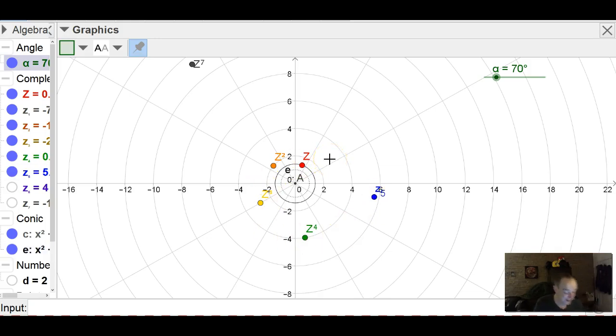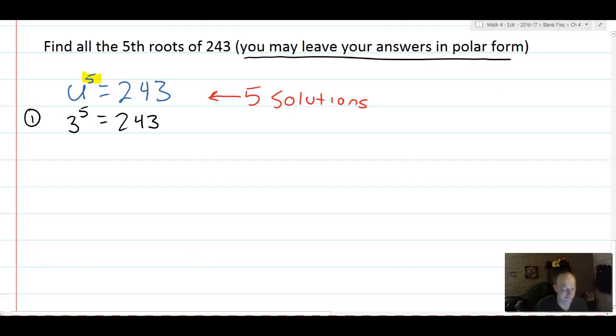So the best thing to do is to find the angle of that first z that's going to get me all the way around. I can't just guess and check anymore because I'm too low, and then too high, and then too low, and then too high. So I'm going to think about 360. 360 is where I'm trying to go. I'll take 360 and divide it by 5 because I'm doing the fifth root. Powers are like multiplying, roots are like dividing. So 360 divided by 5 happens to be 72 degrees.